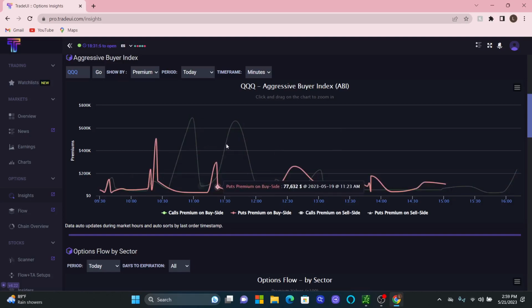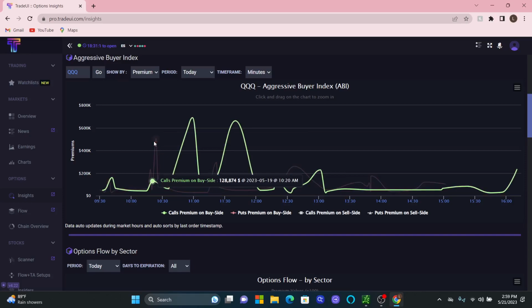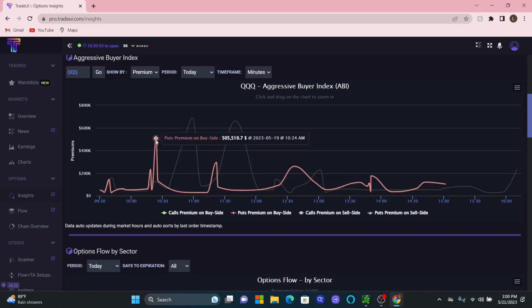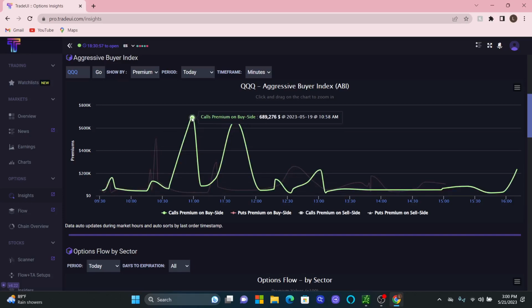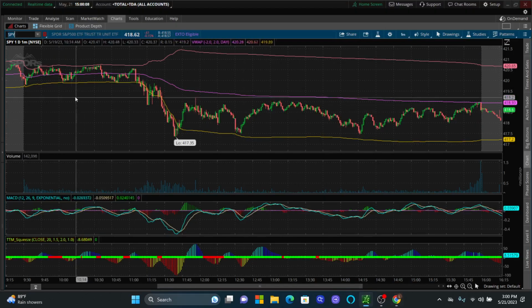However, we had three spikes right here that you can utilize as a trader. So the first one, we had put premium on the buy side at 10:24. We had call premium on the buy side at 10:58. And we had another call premium come in at 11:40. So let's look at the chart.